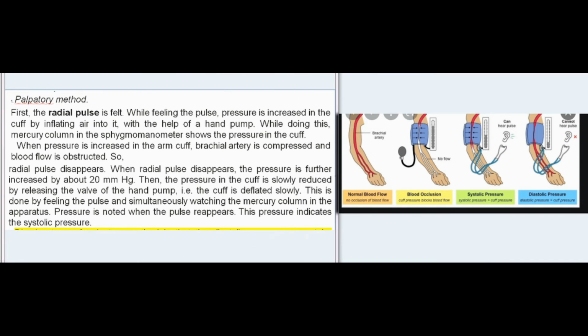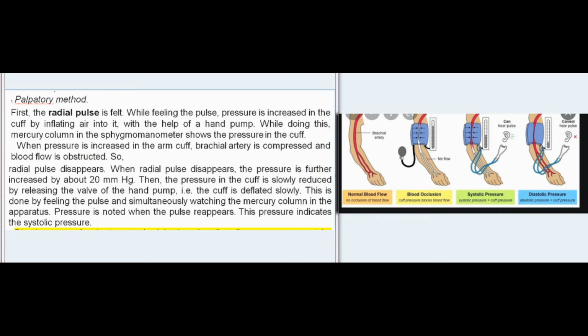Palpatory method. First, the radial pulse is felt. While feeling the pulse, pressure is increased in the cuff by inflating air into it, with the help of a hand pump. While doing this, mercury column in the sphygmomanometer shows the pressure in the cuff. When pressure is increased in the arm cuff, brachial artery is compressed and blood flow is obstructed. So, radial pulse disappears. When radial pulse disappears, the pressure is further increased by about 20 mm Hg.